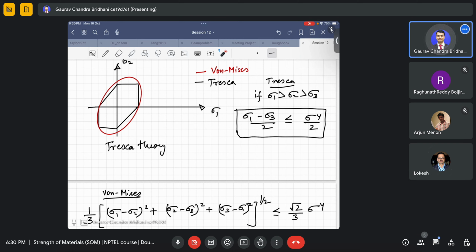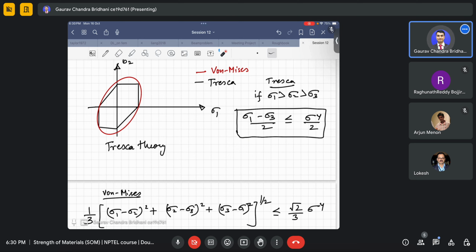No, that's right. So how we find basically this quantity is tau max, maximum shear. So how do we find maximum shear? We find maximum shear by subtracting the minimum principal stress from the maximum principal stress. Okay, so it depends on what is maximum and minimum, it doesn't depend on the intermediate.